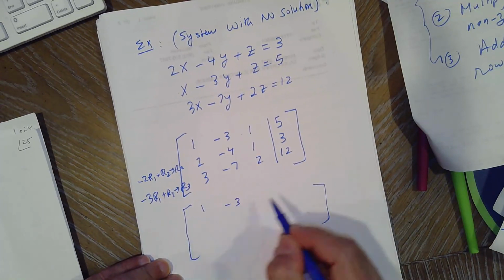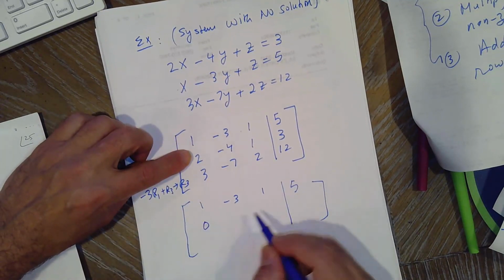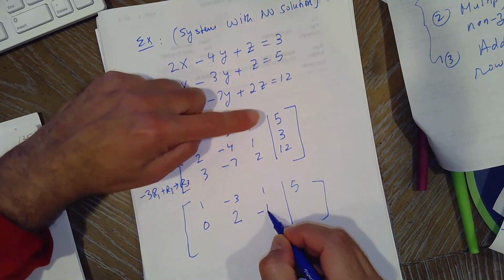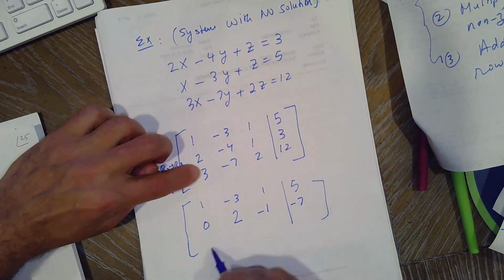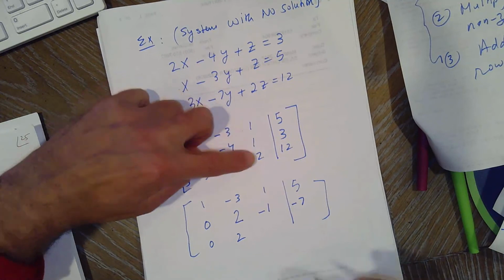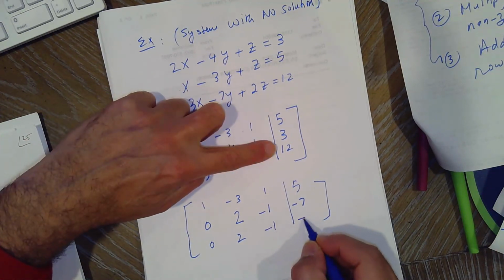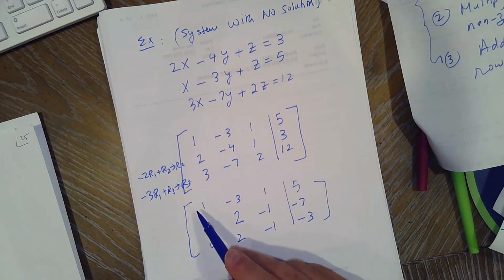So 1, negative 3, 1, 5. Negative 2 plus 2 is 0. 6 plus negative 4 is 2. Negative 2 plus 1 is negative 1. Negative 10 plus 3 is negative 7. Negative 3 plus 3 is 0. 9 plus negative 7 is 2. Negative 3 plus 2 is negative 1. Negative 15 plus 12, that's negative 3. Okay, so we got this column.